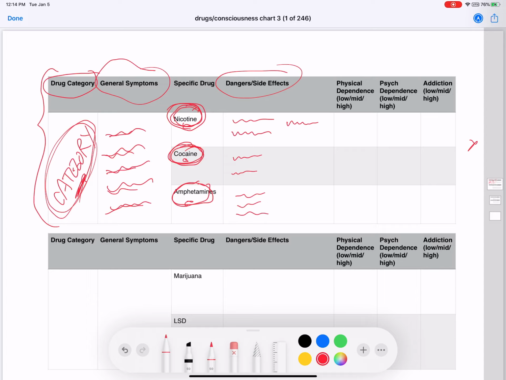So you'll do that for generic categories, general symptoms, and then specific things too. In this case, it would be marijuana, LSD, so on and so forth. So you'll do that for all 4 charts.